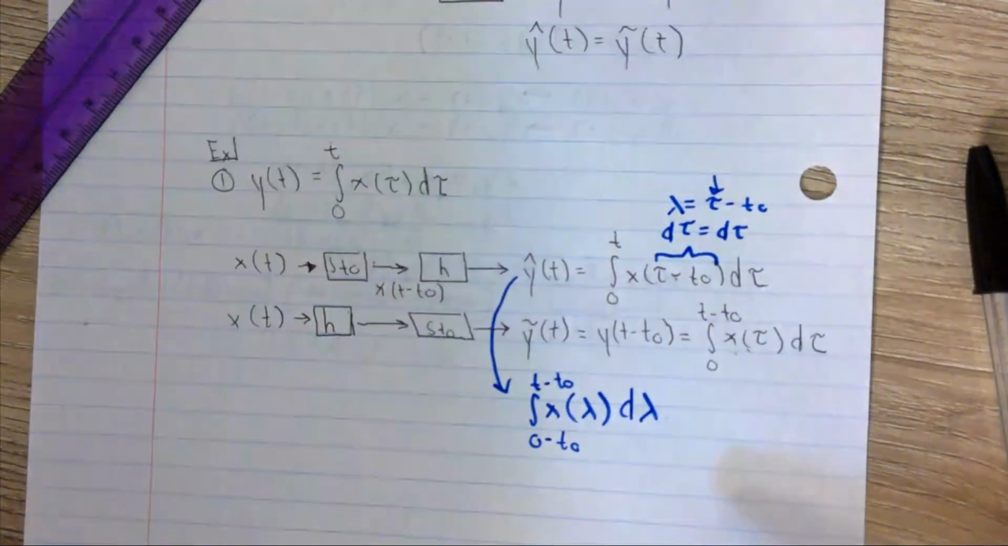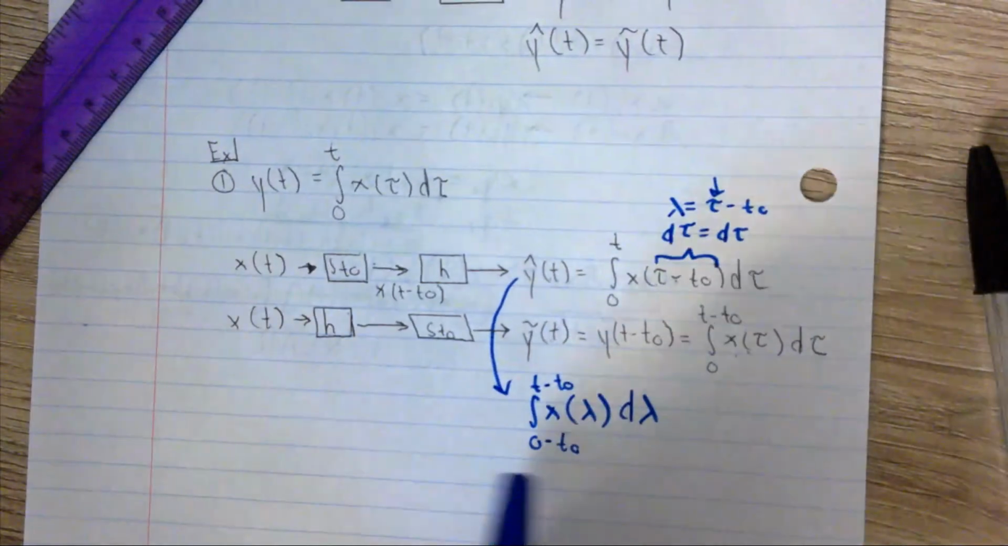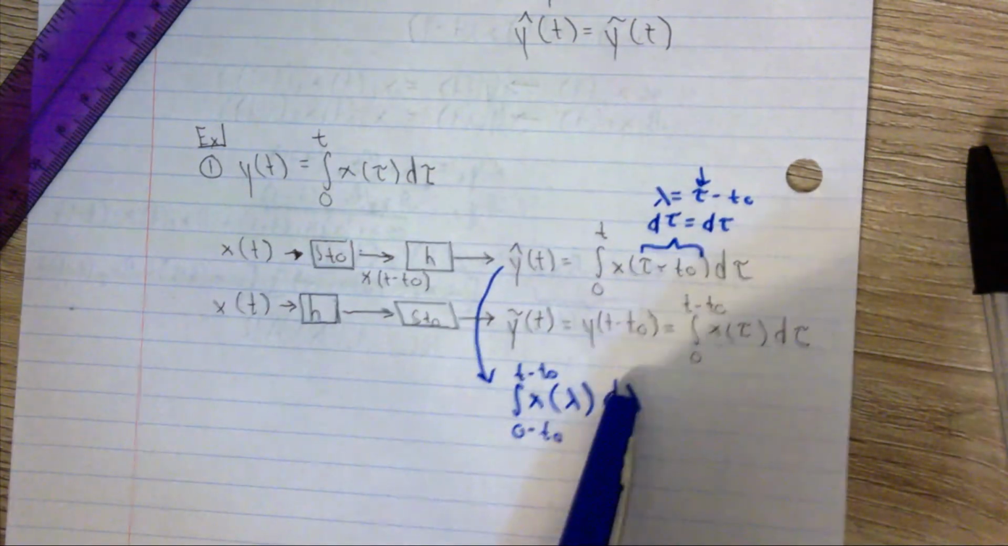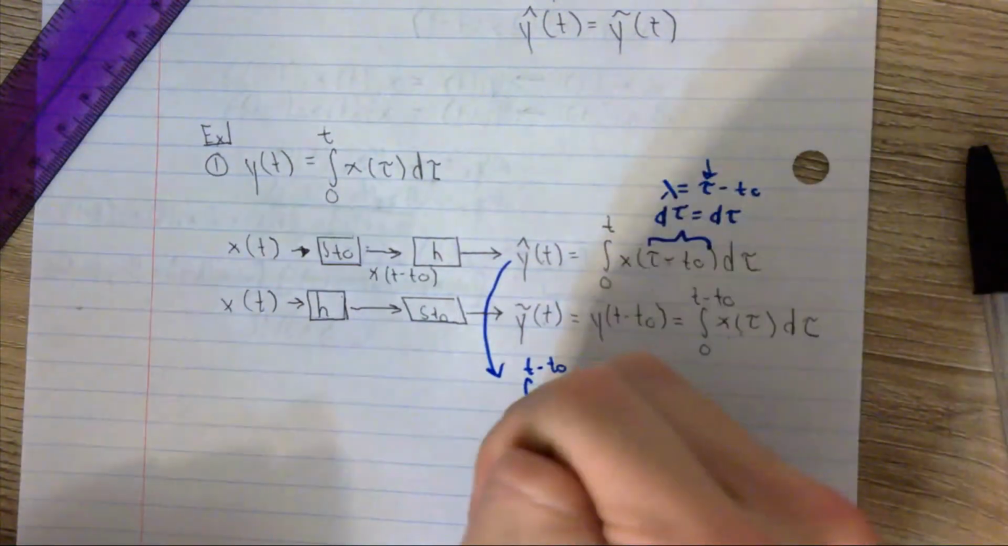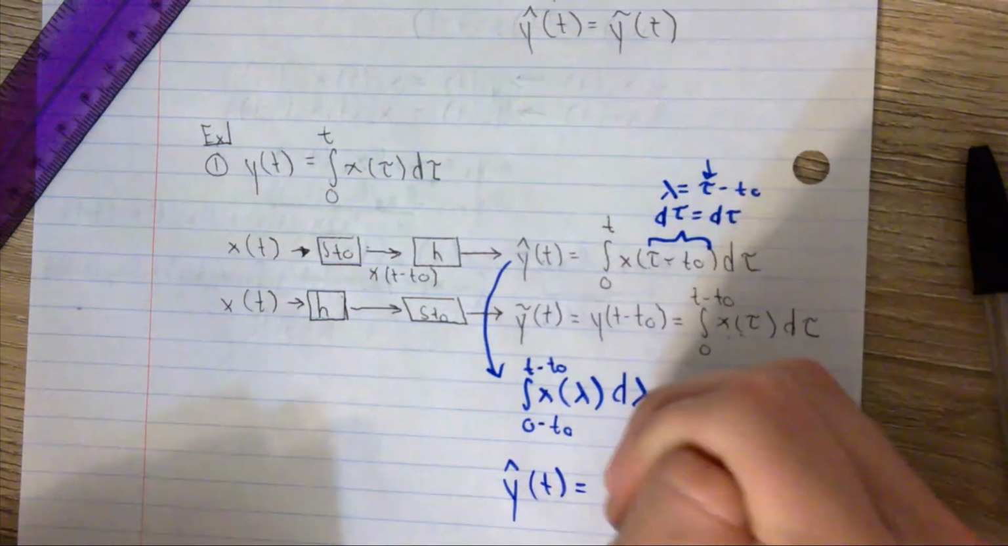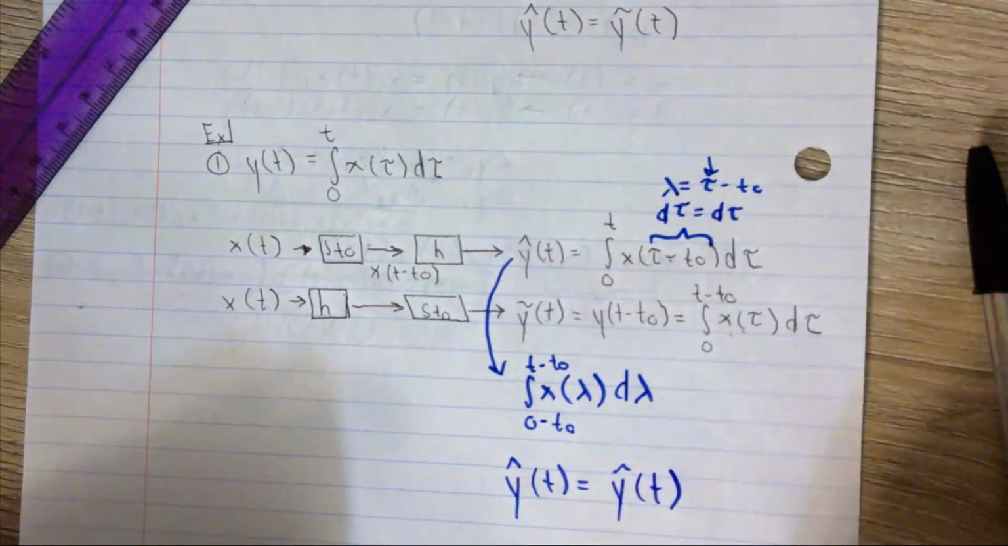And now that we put this integral here, does that look like this integral? Yes, now they look equivalent. So now we can say y hat of t is equal to y tilde of t. So this is a time invariant system.